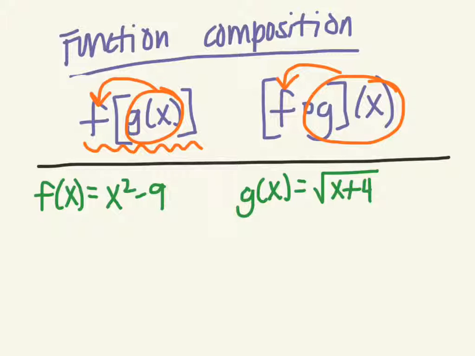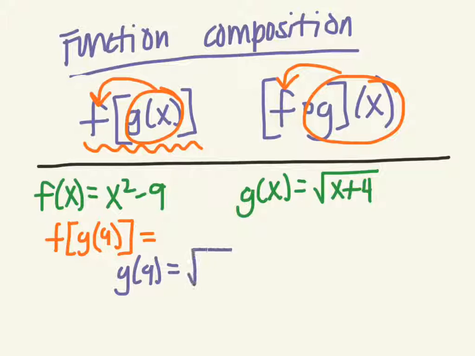So if you see an example, like f of x is equal to x squared minus 9, and g of x is equal to the square root of x plus 4, let's start with a couple numerical examples. f of g of, let's say, 9. What you would do first is find what g of 9 is. So over here, we're going to replace x with 9, and we'd end up with the square root of 13.